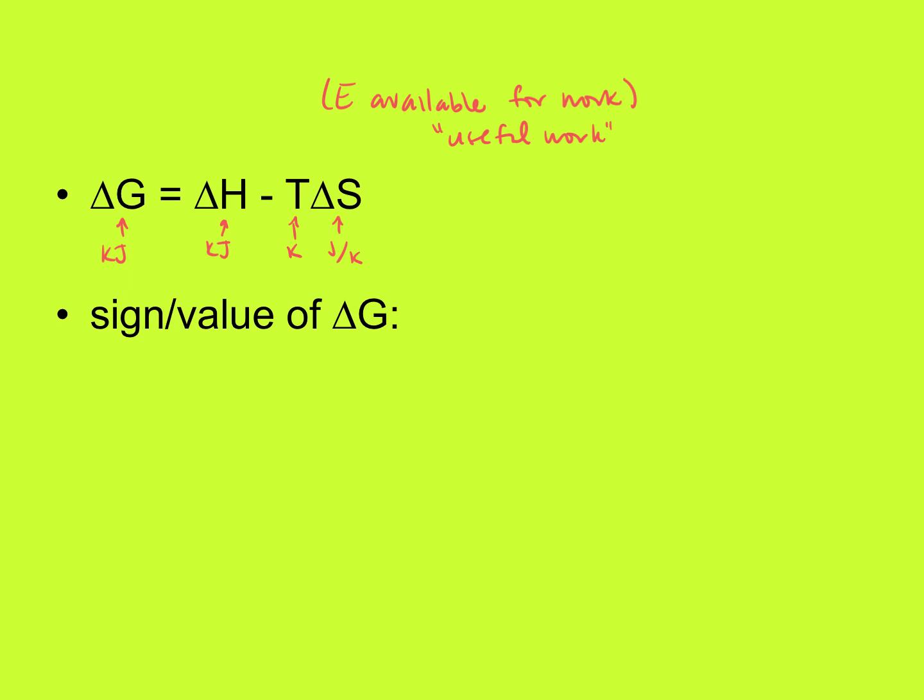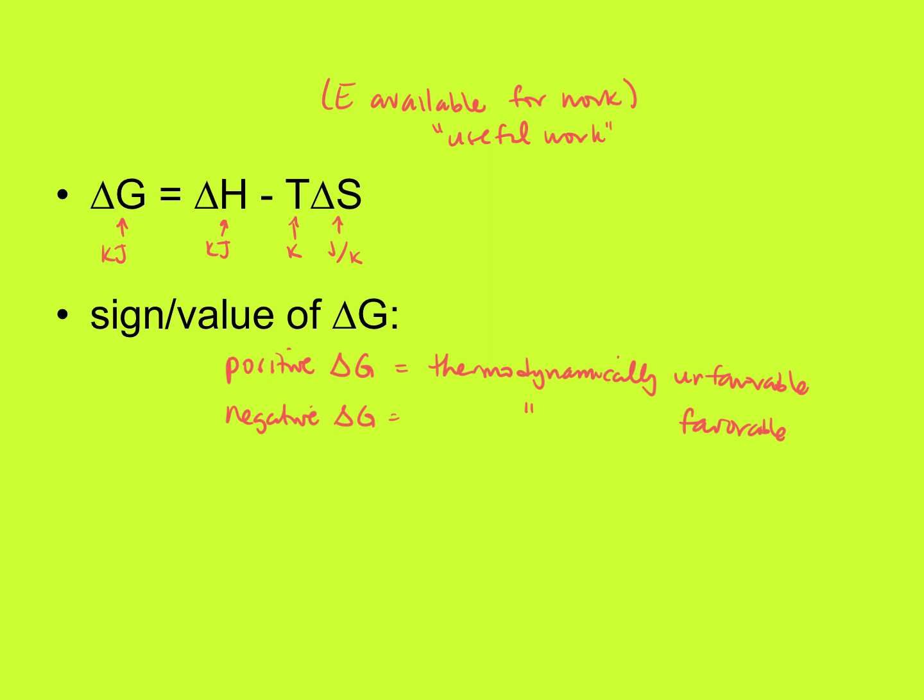So what essentially you need to know is that a positive value of delta G means that it is thermodynamically unfavorable. Like the reaction will not happen without outside assistance. And a negative delta G implies that it is thermodynamically favorable, meaning that the reaction will happen without outside assistance. It might not happen quickly, but it'll happen over a long period of time.